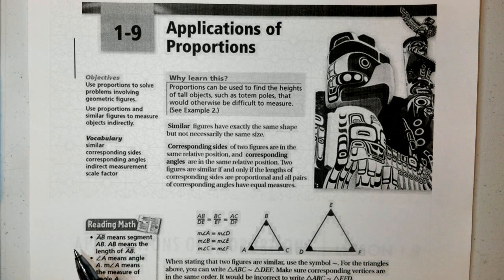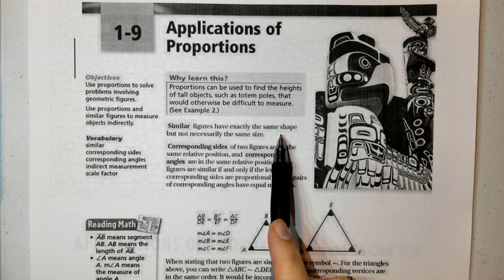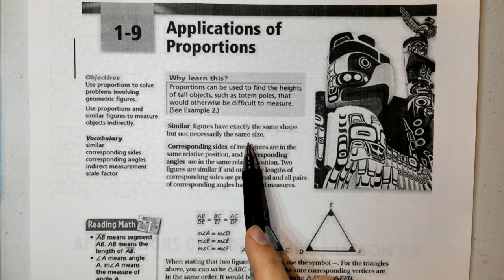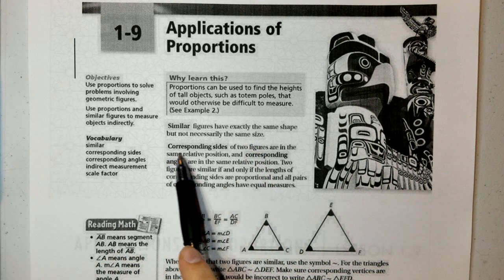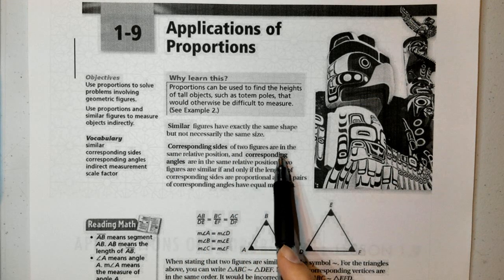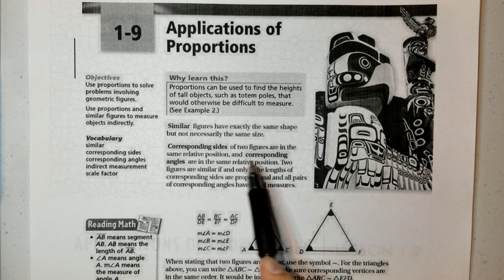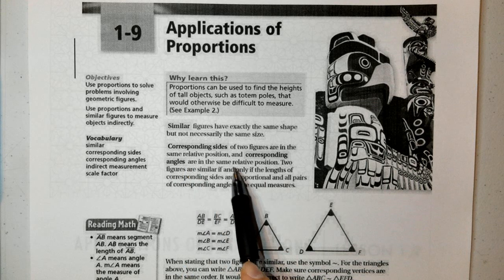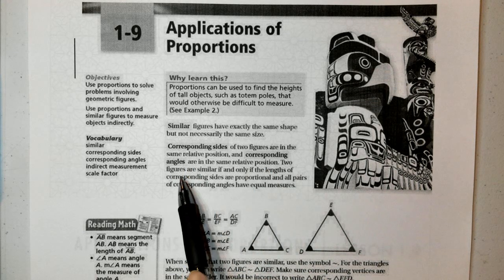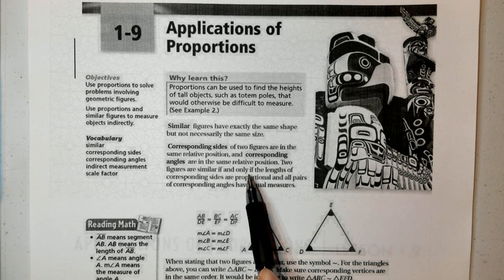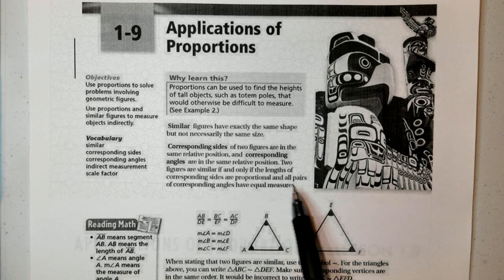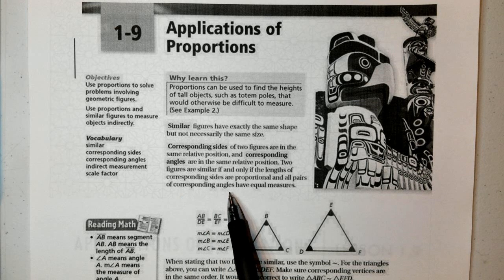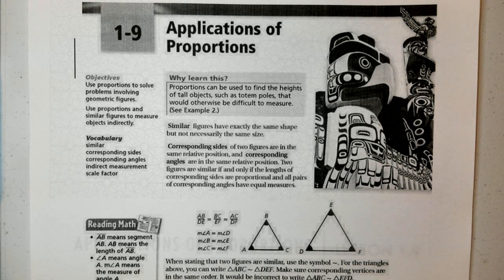Similar figures have exactly the same shape but not necessarily the same size. These are going to be proportional. Corresponding sides of two figures are in the same relative position, and corresponding angles are in the same relative position. Two figures are similar if and only if the lengths of the corresponding sides are proportional and all pairs of corresponding angles have equal measures.